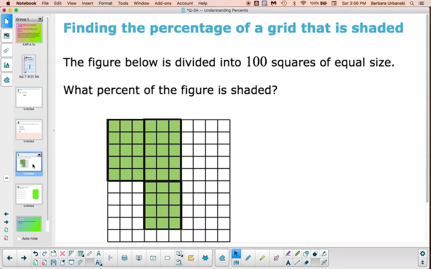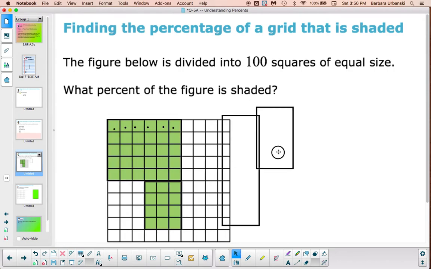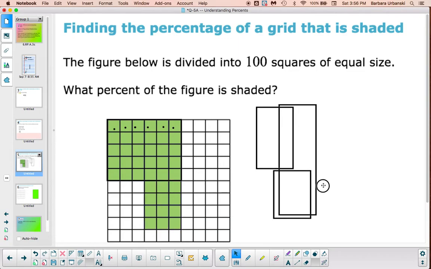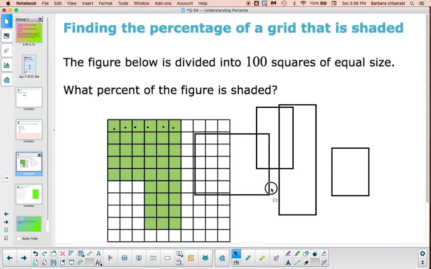The next type of problem is looking at a grid that is cut into 100 squares of equal size. They said, what percent of the figure is shaded? Well, you could do this a couple of ways. You could just take your pencil and add all of these up: 1, 2, 3, 4, 5, 6, and so on. The other thing you could do is break this up into shapes that you are familiar with, knowing that you can find the area. Let's take a look at this one.